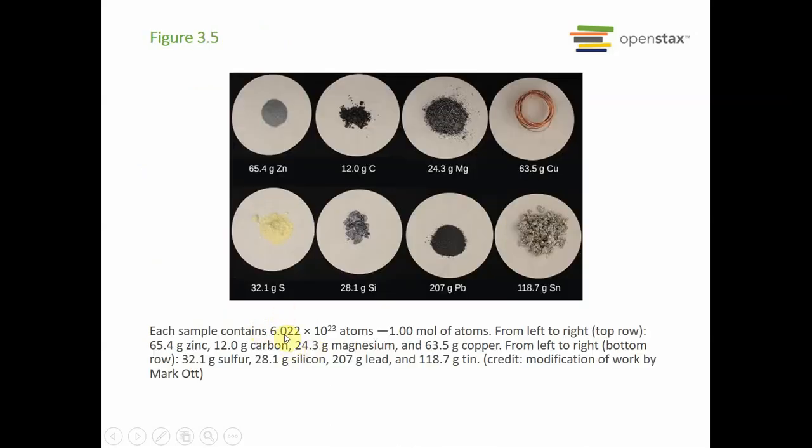Okay, each sample here contains a mole of atoms. So you've got 65.4 grams of zinc, 12 grams of carbon, 24.3 grams of magnesium, 63.5 grams of copper, 32.1 grams of sulfur, 28.1 grams of silicon, 207 grams of lead, and 118.7 grams of tin. Tin is Sn.